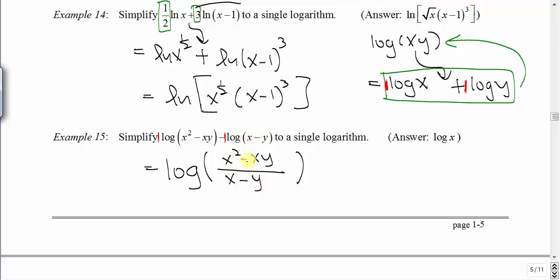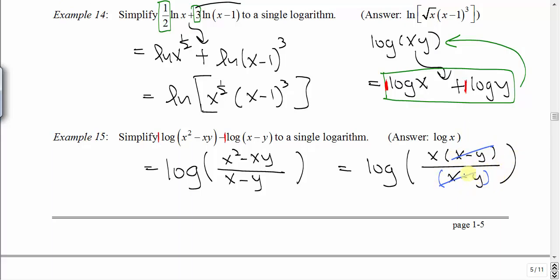Now this expression can be simplified further if we were to factorize this expression here. So it will be log x minus y. The x minus y and the x minus y can be cancelled. So the result is log x to the base of 10.